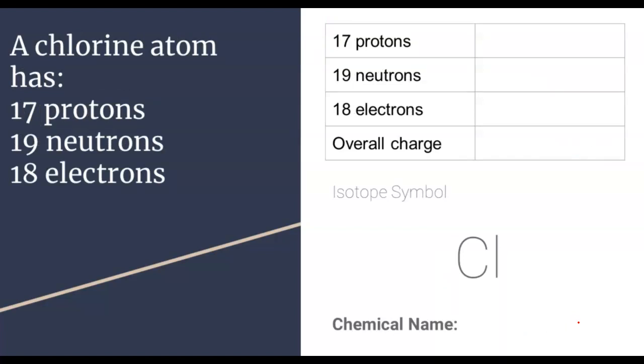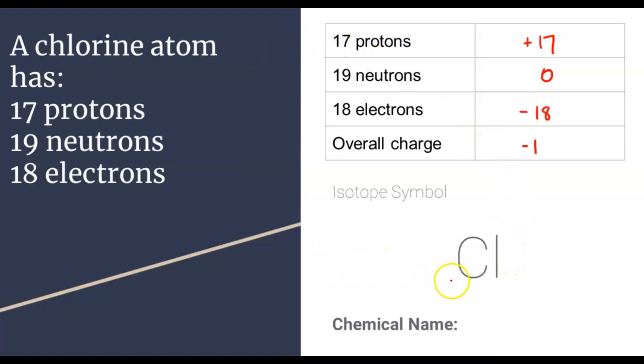Let's try chlorine. For this chlorine, we're going to add a little bit more to it. This chlorine has 17 protons. That means it has 17 positive charges. Remember, neutrons have 0 charge. And this one has 18 negative charges. So in this case, because it has 18 electrons, they didn't equal the number of protons, and this happens sometimes. This has an overall charge of -1.